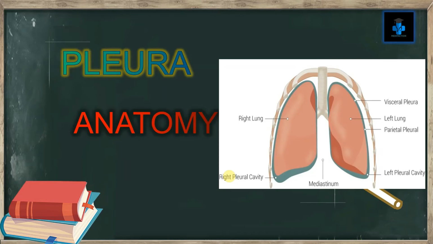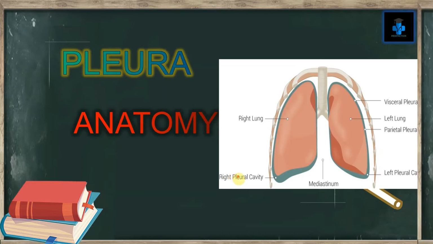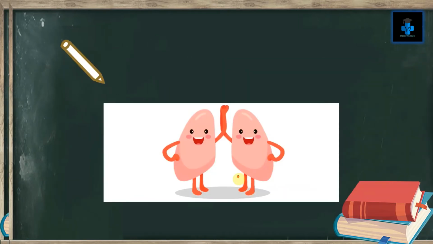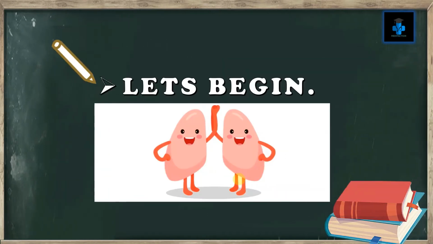So today let's learn about the anatomy of pleura. The pleura is a thin layer of tissue that covers the lungs and lines the interior wall of the chest cavity. It protects and cushions the lungs. So to learn more about pleura, let's begin.